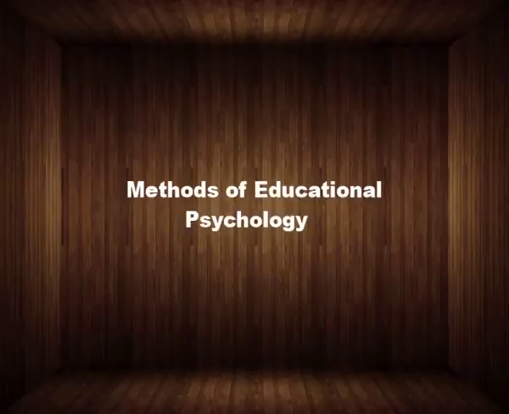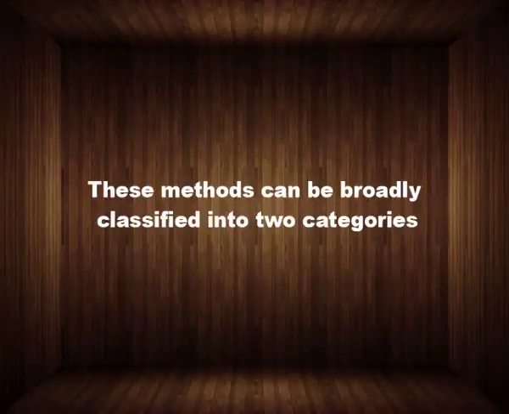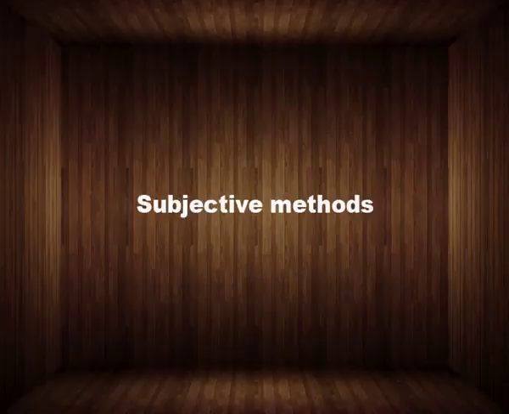Methods of educational psychology. The first attempt to adopt a method of educational psychology began in the year 1879 by Wilhelm Wundt of Germany. In recent years, with the development of technology, researchers have started using new methods of collecting and analyzing data. There are several methods that are being used these days in psychology. These methods can be broadly classified into two categories: subjective methods and objective methods. These methods can be discussed one by one as: number one, subjective methods.